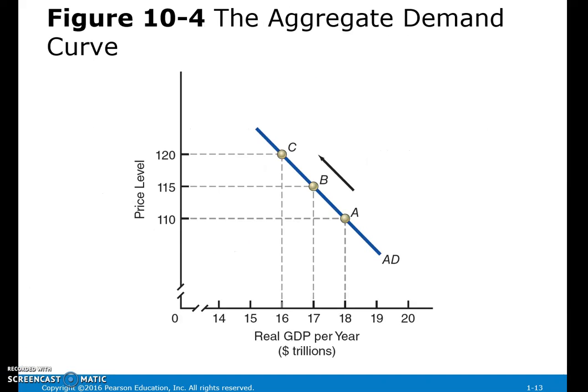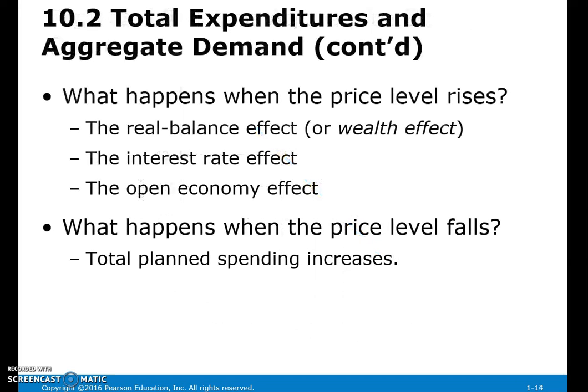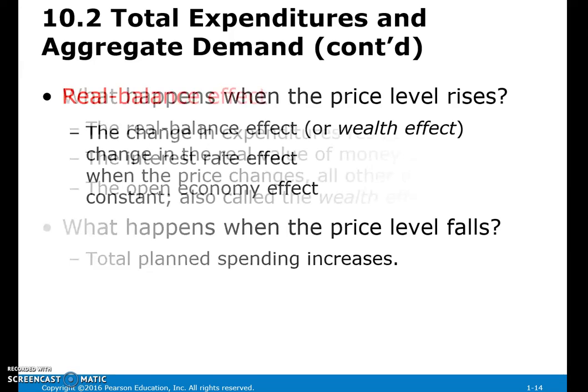Here is a graph of an aggregate demand curve, and we can see different quantity and price level combinations. So what happens when the price level rises? The real balance effect could happen, and we'll talk about all of these in a couple of slides. There's an interest rate effect or the open economy effect. What happens when the price level falls? Well, total planned spending should increase.